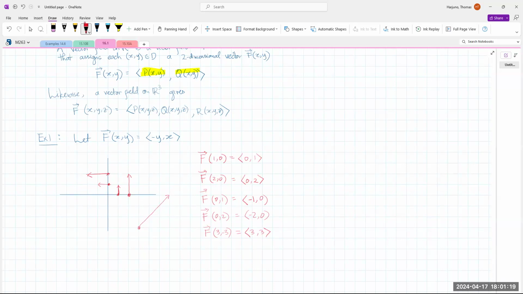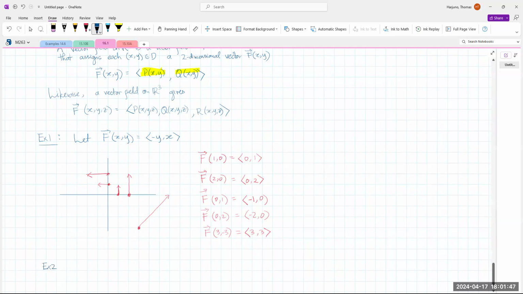Okay, so notice that you can choose any coordinates on this plane here, and for each coordinate you choose, there must be a vector associated to that. Okay, and this is one of them. Of course, this is just an example of a vector field, right? What happens if we have a three-dimensional case?